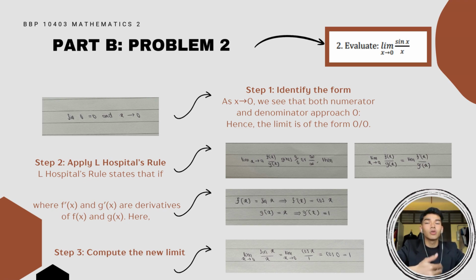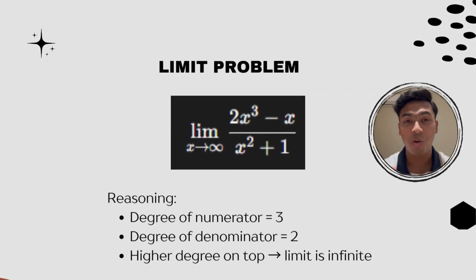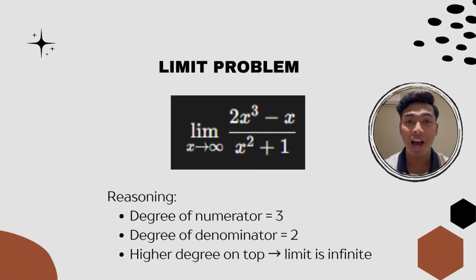Here f(x) equals sin x, so f'(x) equals cos x, and g(x) equals x, so g'(x) equals 1. So the last step, we must compute the new limit. The limit as x approaches 0 of sin x over x equals the limit as x approaches 0 of cos x over 1, which equals cos 0, and then we get the final answer, which is 1.